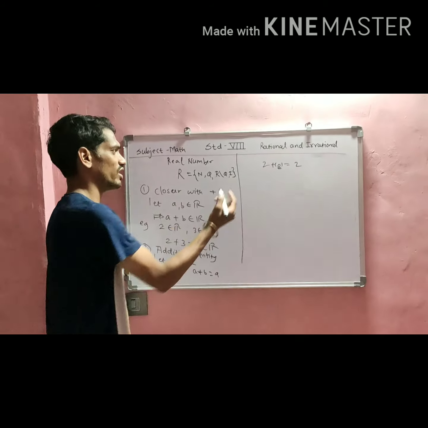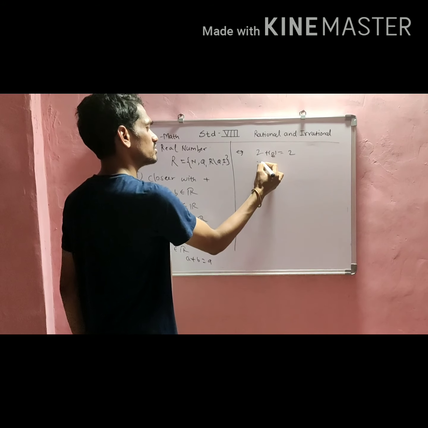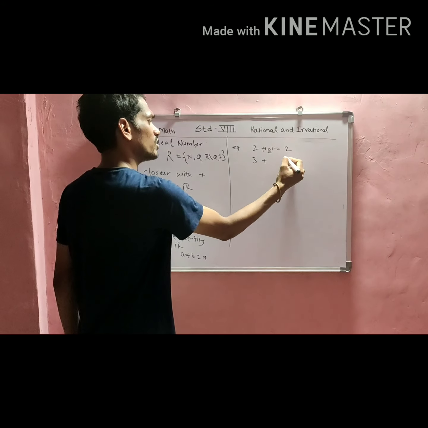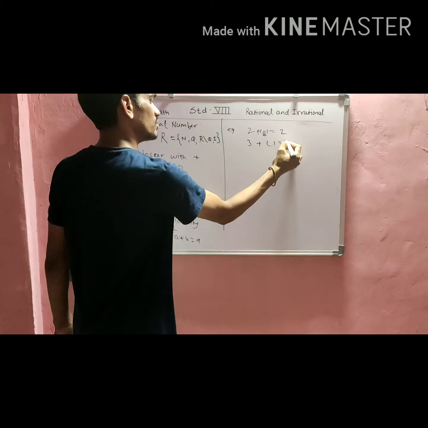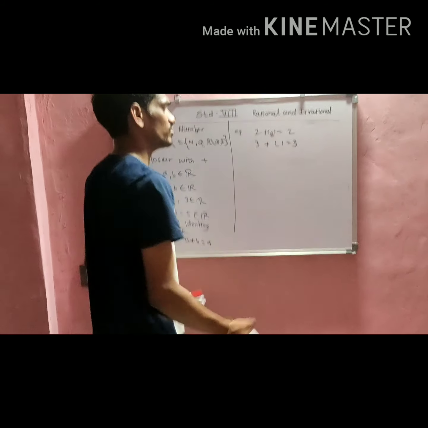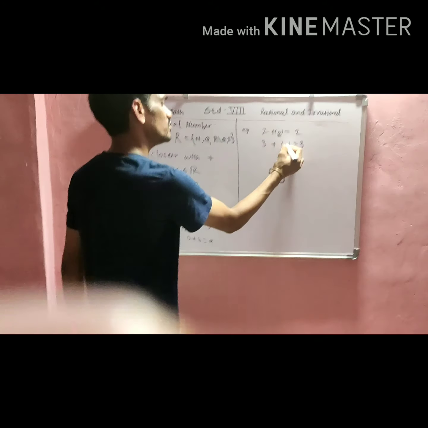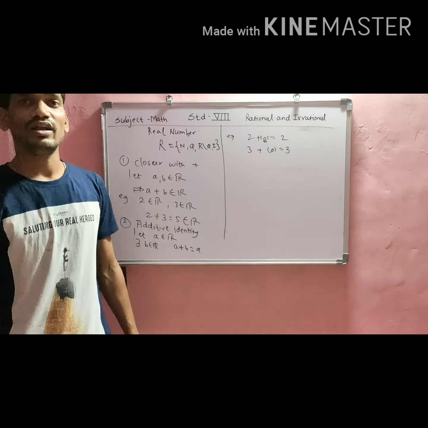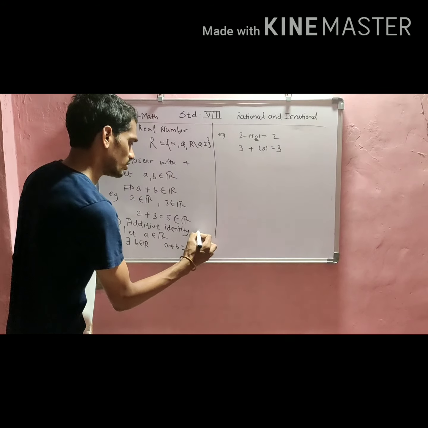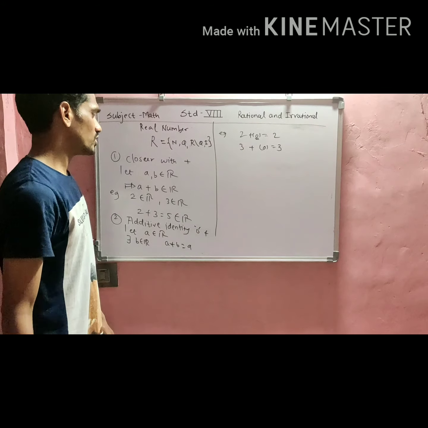If I take the number 3, which number do we add to get the answer 3? It is 0. So 0 is the additive identity with respect to plus.